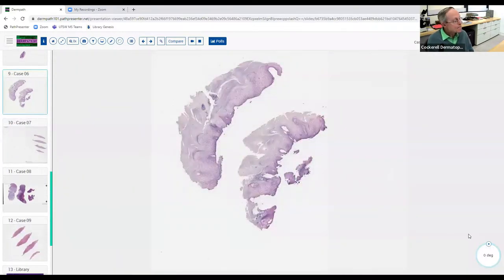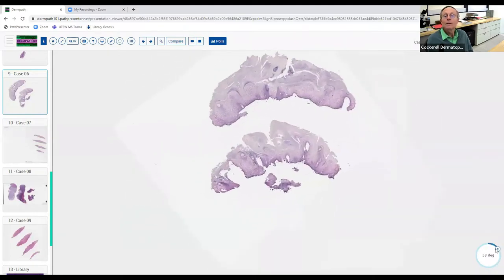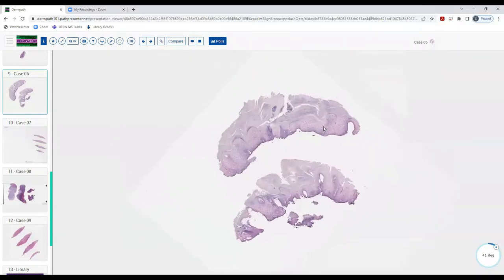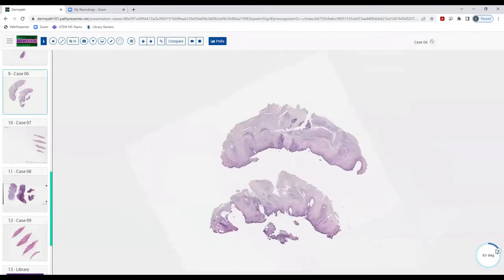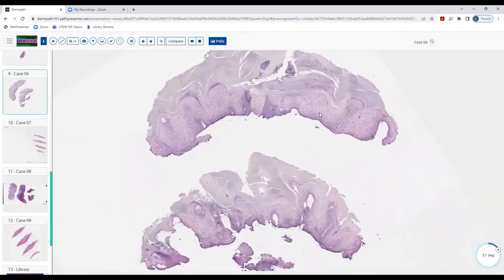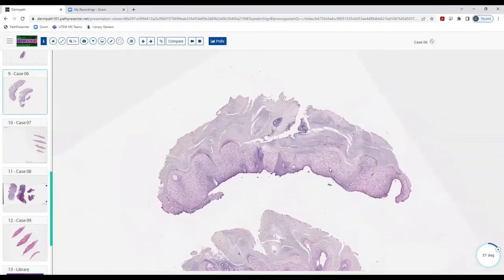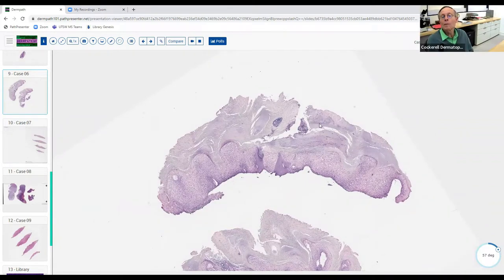Okay. Now we have another lesion. All right. This is a sort of verrucous lesion. There's a lot of, I don't know if that's stratum corneum. Yeah, this is stratum corneum up here.